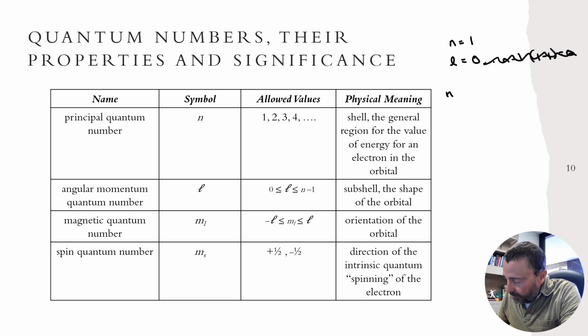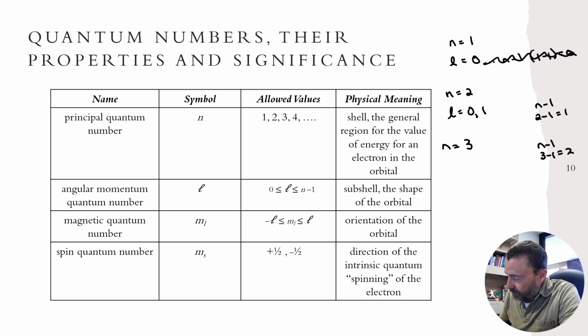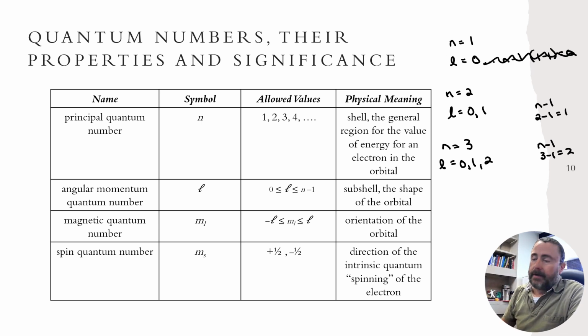If you have an n of 2, then L could be 0 up to n minus 1. 2 minus 1 is 1, so it could be 0 or 1. These have to be whole numbers as well. For an n of 3, n minus 1 or 3 minus 1 is 2, so L could be 0, 1, or 2. For an n of 4, L could be 0, 1, 2, or 3.